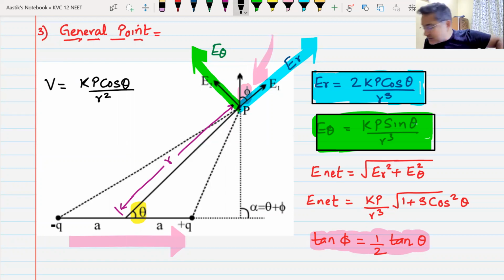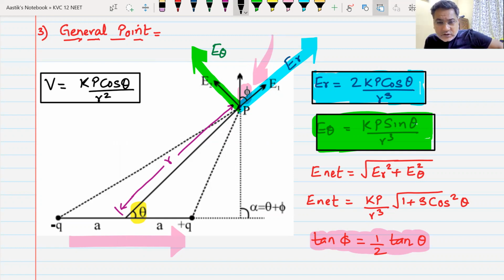I hope you have drawn this diagram, everyone. The only thing that was missing in this diagram was the value of V at any general point, and this is the formula here. If you put theta as 0, you will get the value of potential on the axial point. If you put theta as 90 degrees, you will get the value of potential at the equatorial point. Do we understand this? Yes or no?